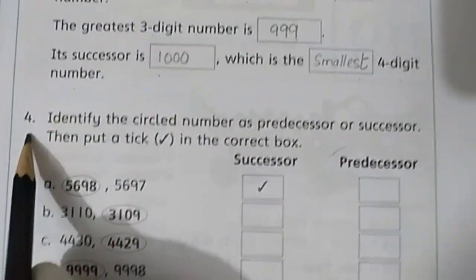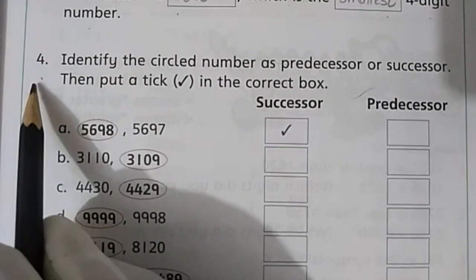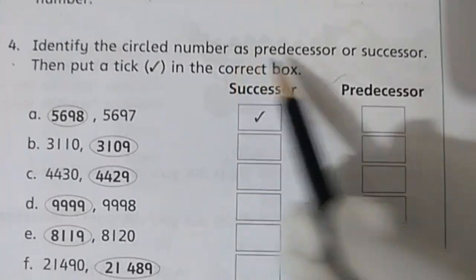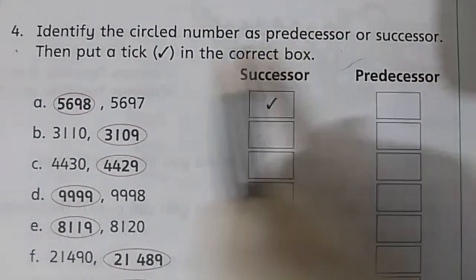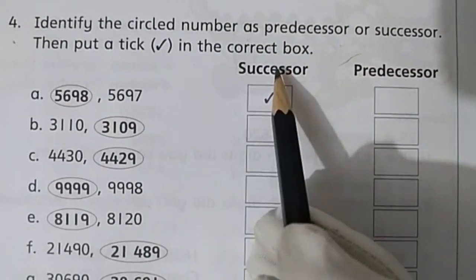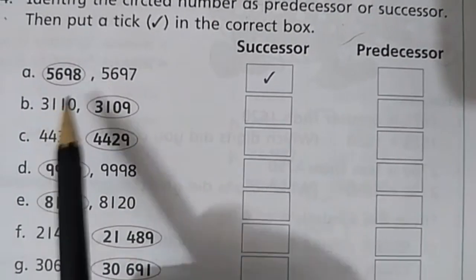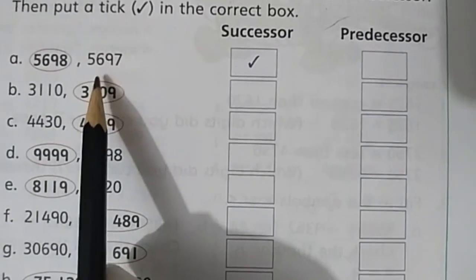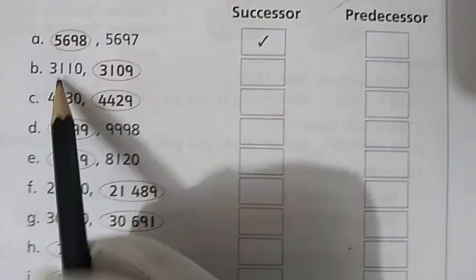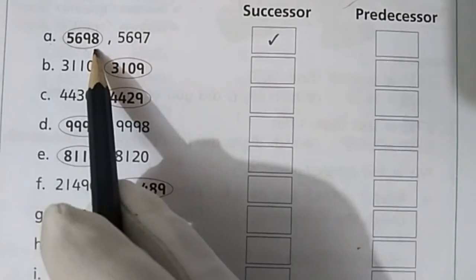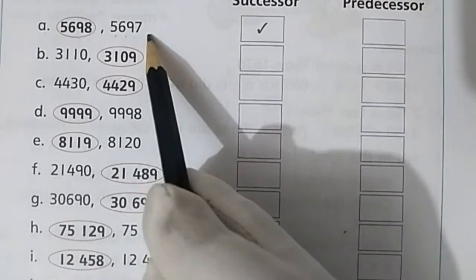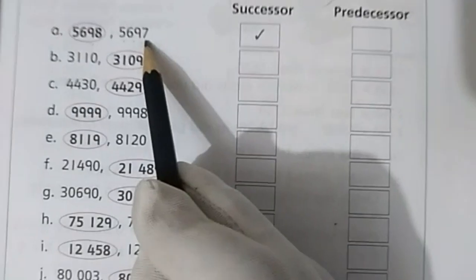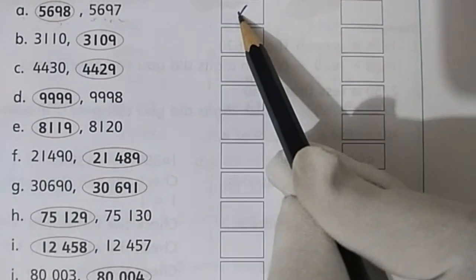Now, exercise 4. In this exercise, you identify the circled number as predecessor or successor, then put a tick in the correct box. What you have to do? Identify the ringed number and compare it with the other number. Is it a successor or a predecessor? Like in part 1, the number is 5698 and the other number is 5697. It is a successor of 5697. We tick the successor.